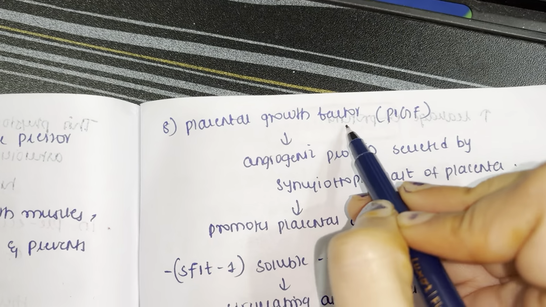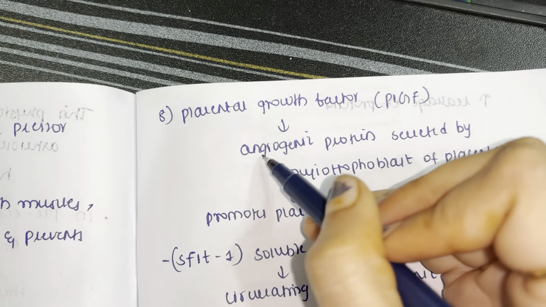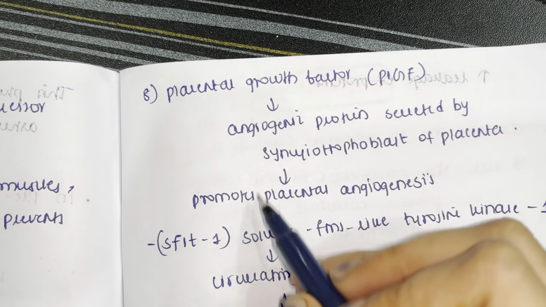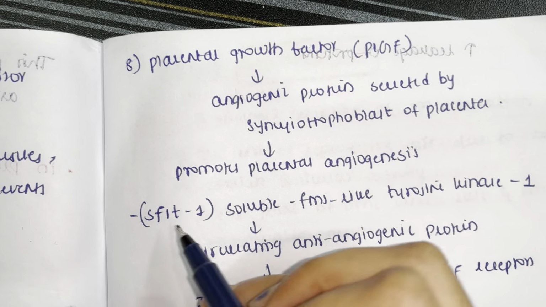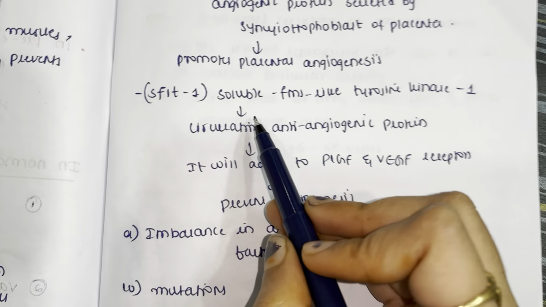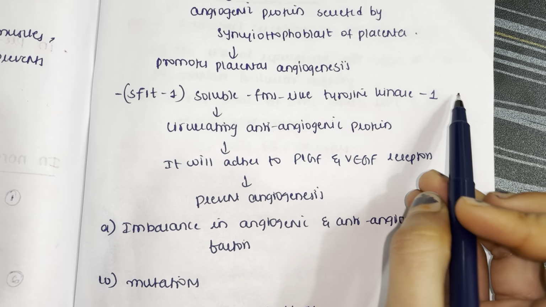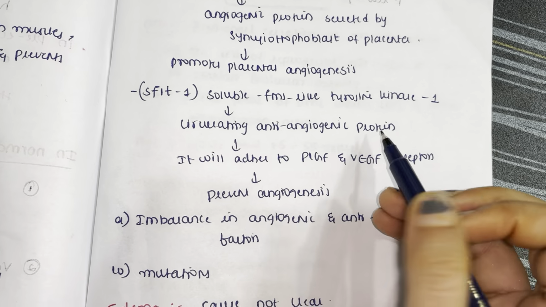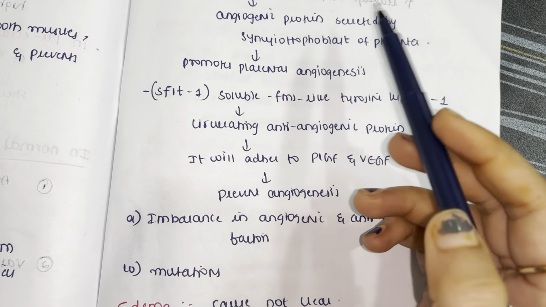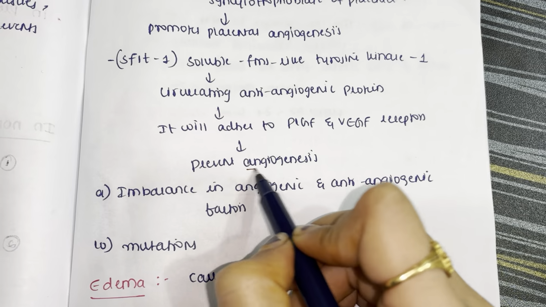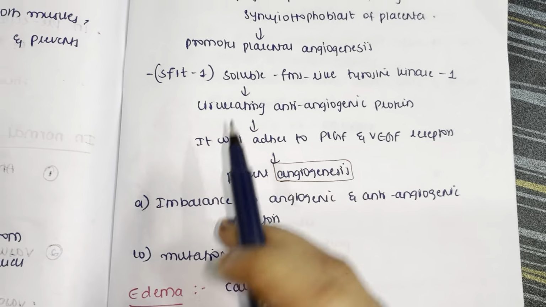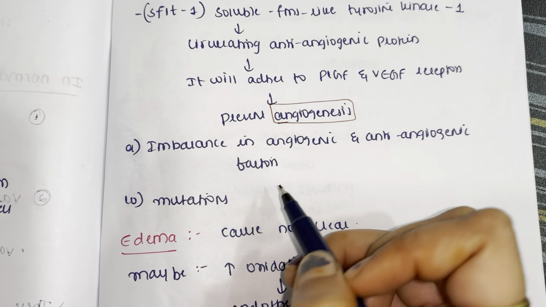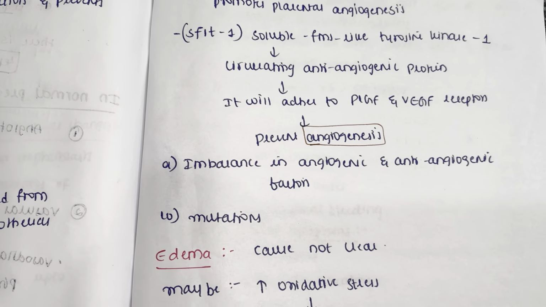Now, placental growth factor is an angiogenic protein secreted by the syncytiotrophoblasts, and it promotes placental angiogenesis. But sFlt-1, soluble fms-like tyrosine kinase 1, is an anti-angiogenic protein. It adheres to the VEGF receptors and placental growth factor receptors and prevents angiogenesis. So there is an imbalance in angiogenic and anti-angiogenic factors. Another cause is mutation. So these are all the causes of hypertension.